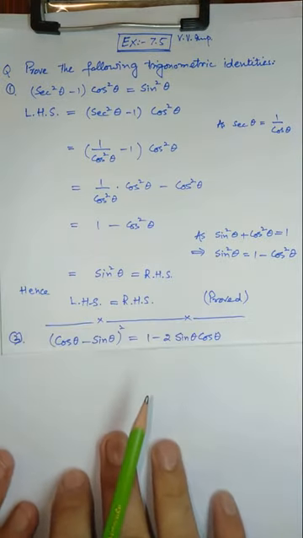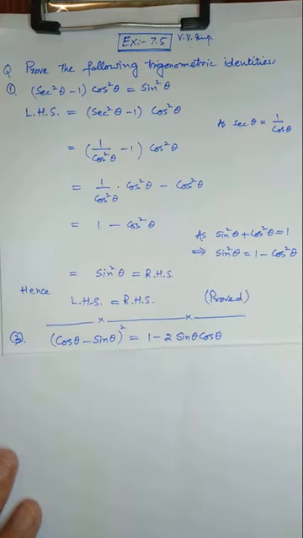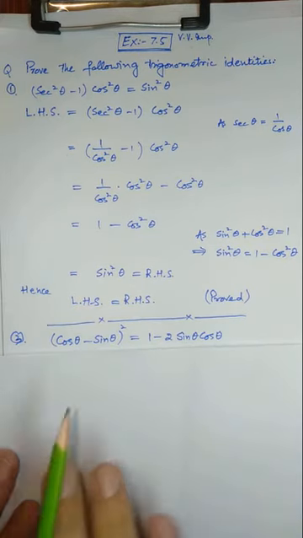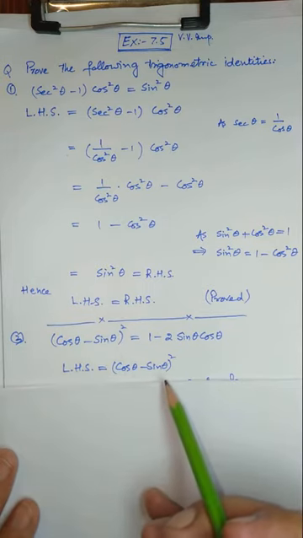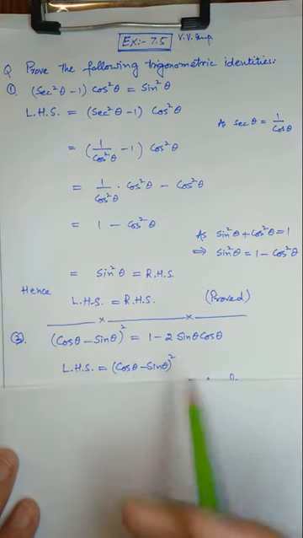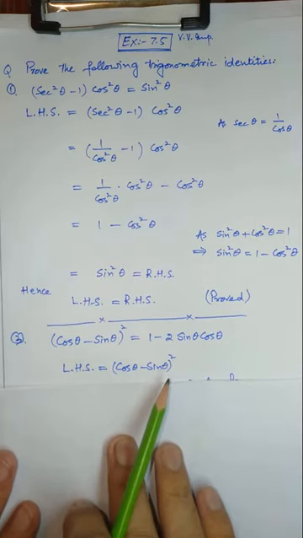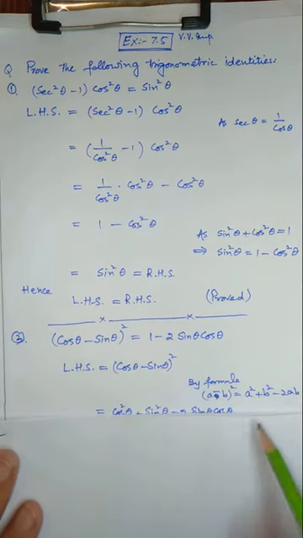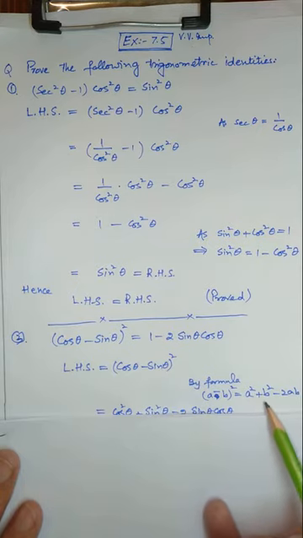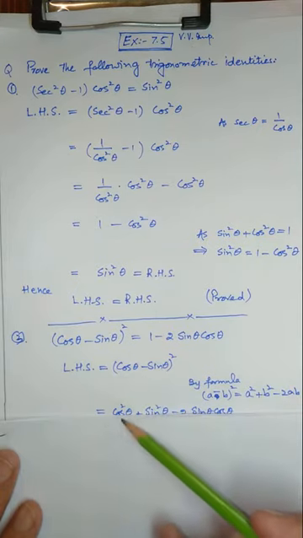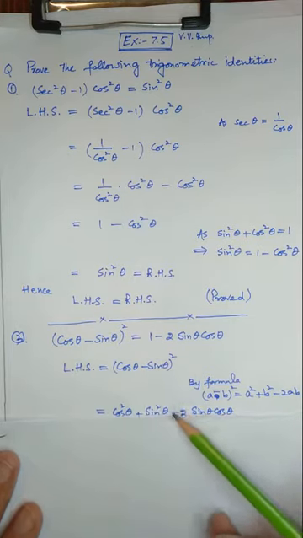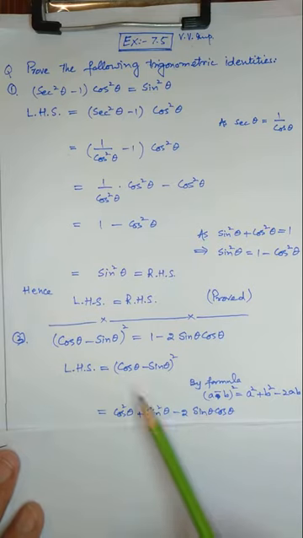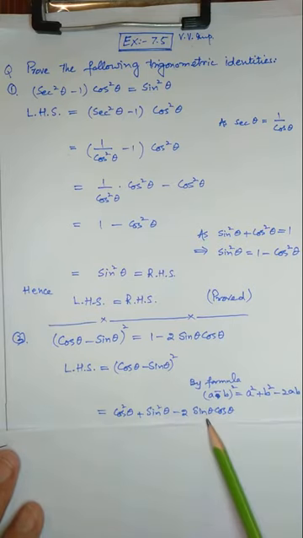Now moving towards question number 3. Question number 3 is again a simple question. Taking the left hand side, which is cos theta minus sine theta whole bracket square. First of all we apply the a minus b whole square formula, which is equal to a square plus b square minus 2ab. So according to the formula, first term square is cos square theta plus sine square theta minus 2 times the first term, cos theta, and the second term, sine theta.